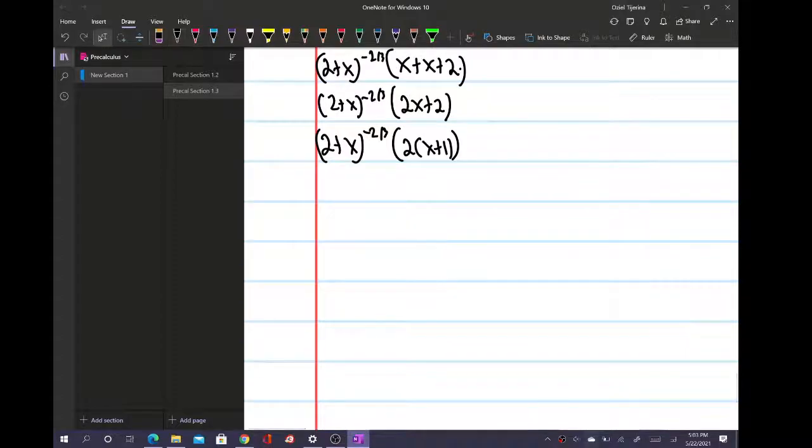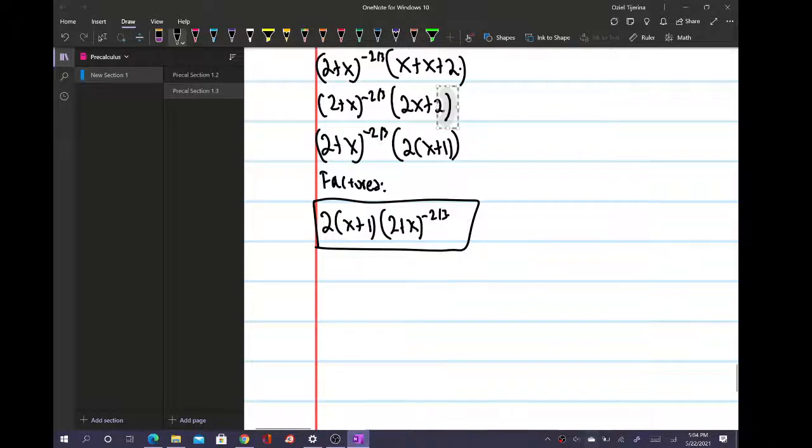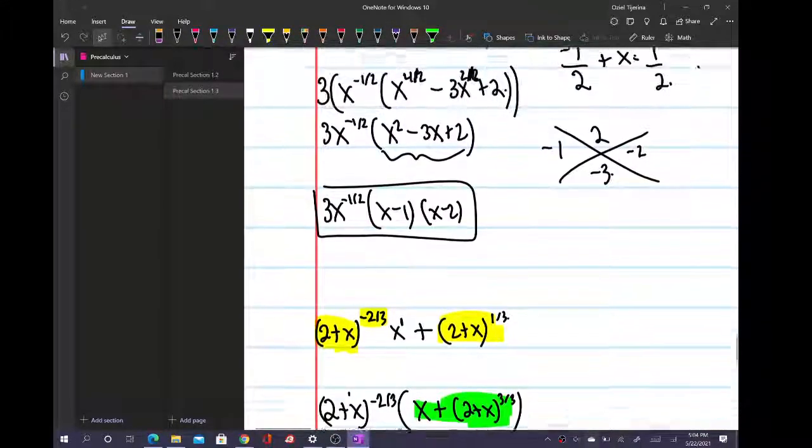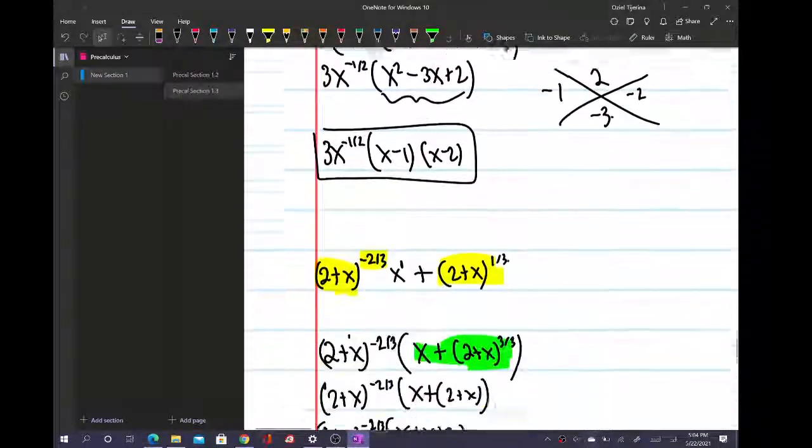So then we have the following factored form. It can be 2 times x plus 1 times the quantity 2 plus x raised to the -2/3 power. This is the final factored form. Okay, this one's tricky. These two were very tricky, okay?